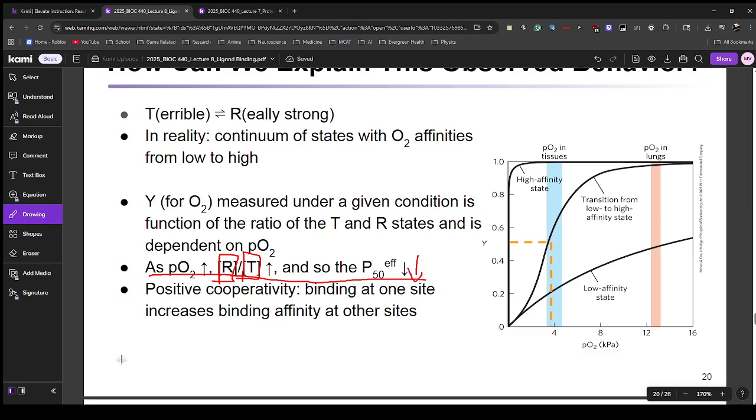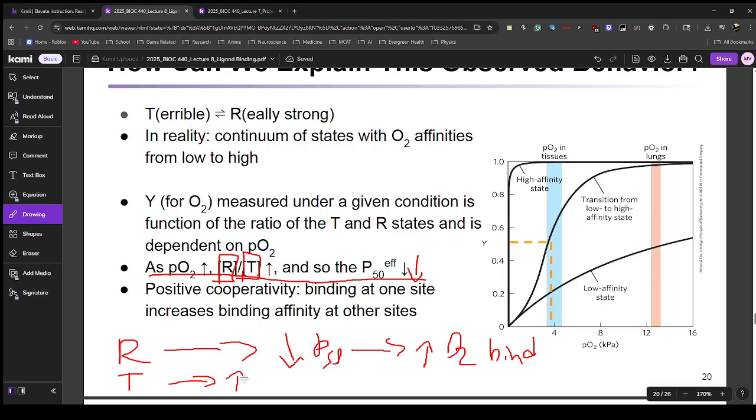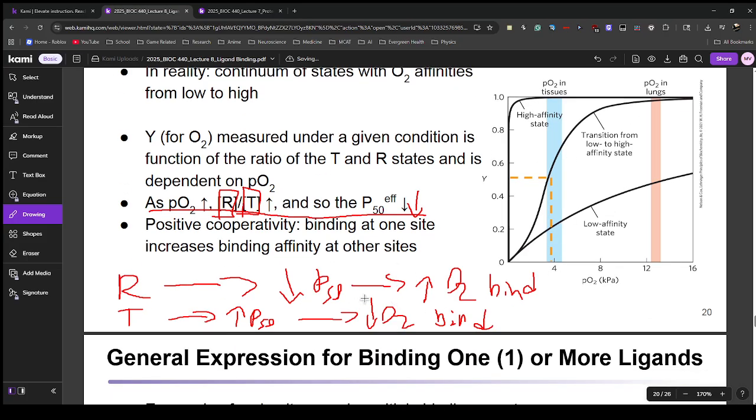So the R state promotes decreased P50, which promotes increased O2 binding. You can imagine the opposite for T. So the T state promotes high P50, which promotes decreased O2 binding. This is what you should keep in mind. And then different things can cause this R and T state. So the oxygen binding causes the R state, while things like carbon dioxide, carbon monoxide, acidosis, these things cause the T state.